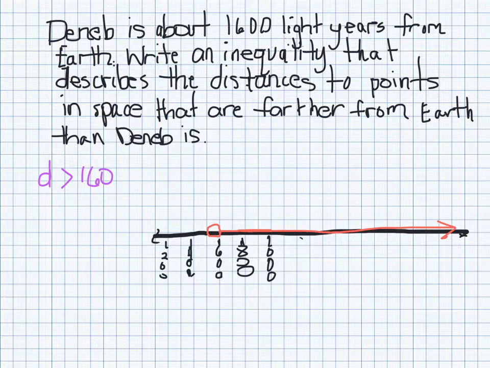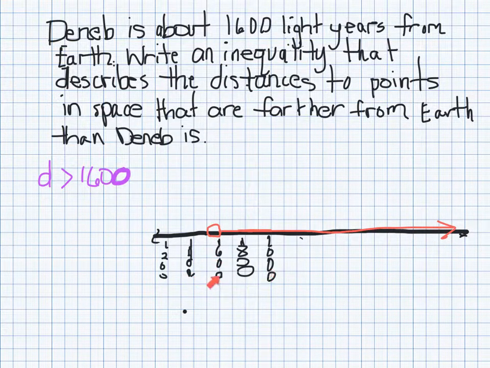Deneb is about 1,600 light years from Earth. So it wants us to write an inequality that describes the distances to points in space that are farther from Earth than Deneb is. So we would say that d is greater than 1,600.